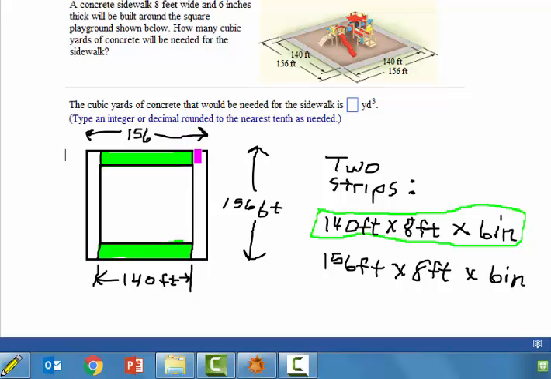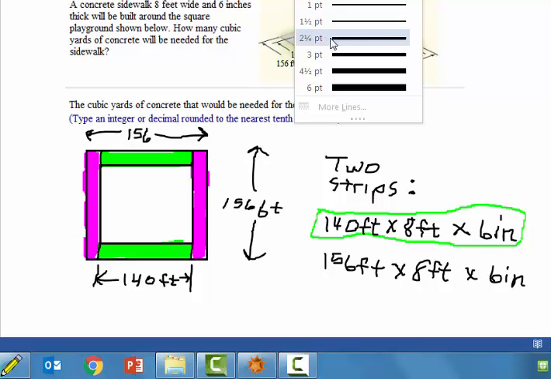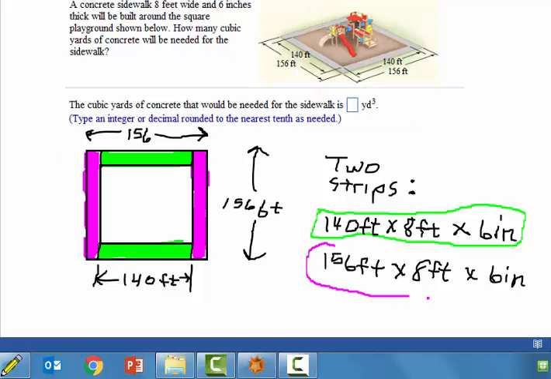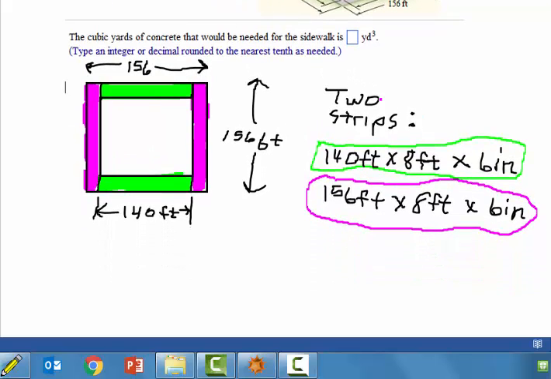And then I'm going to color purple the strips that are 156 feet by 8 feet by 6 inches. So you can just see and understand that those are the dimensions. And I have 2 of each of these. So there are 4 strips altogether. 2 are 140 feet by 8 feet by 6 inches. 2 of the strips are 156 feet by 8 feet by 6 inches.